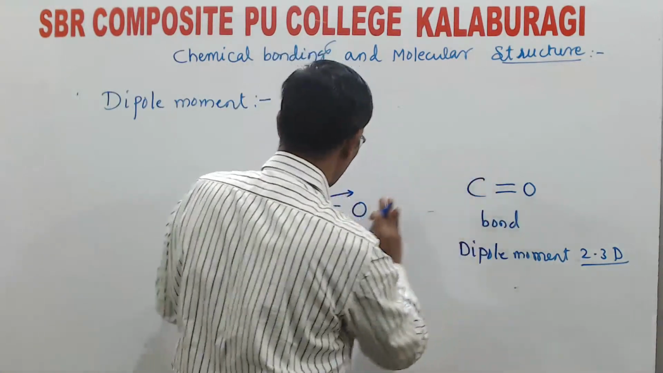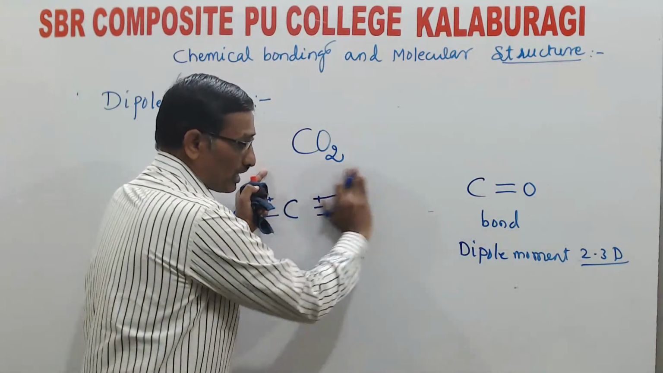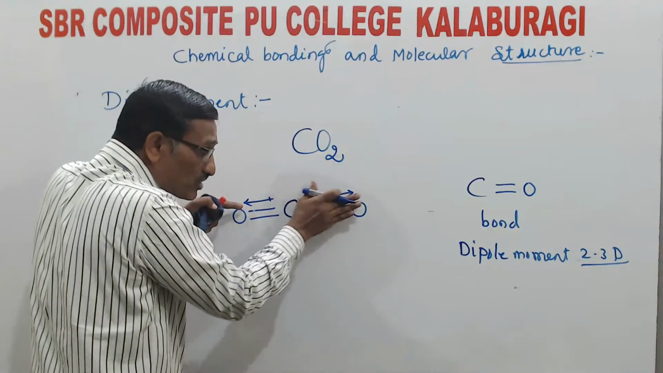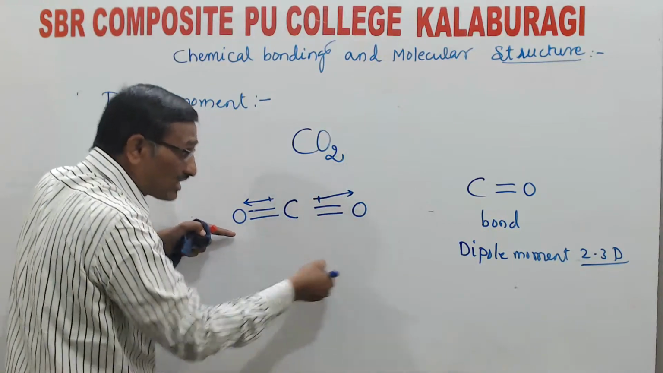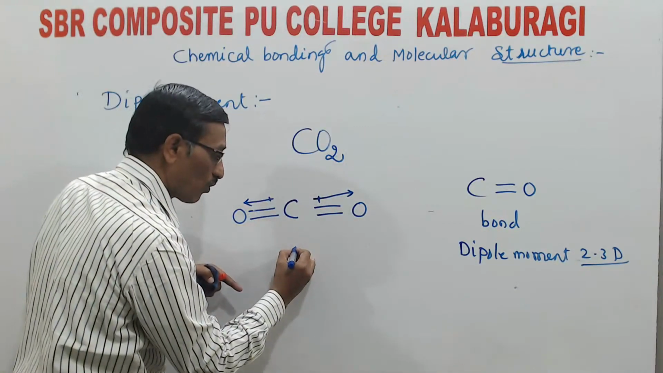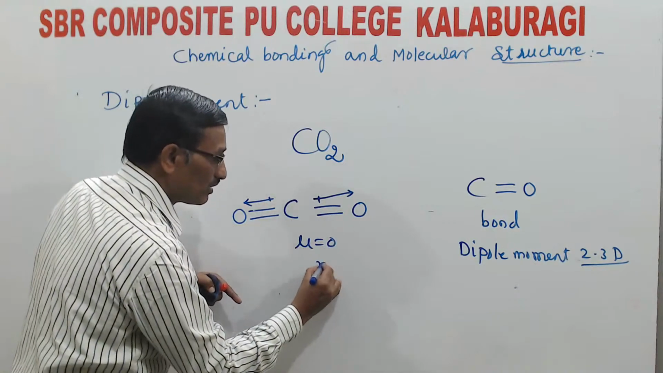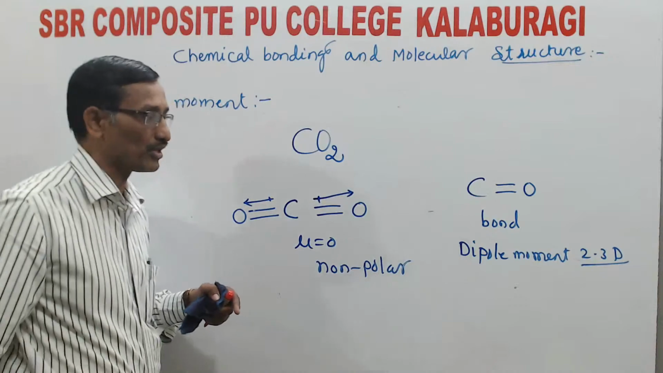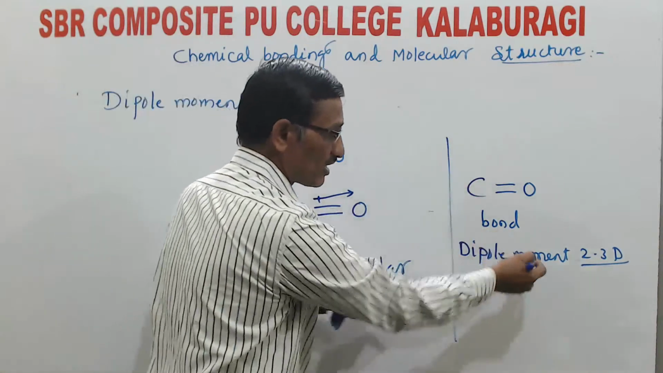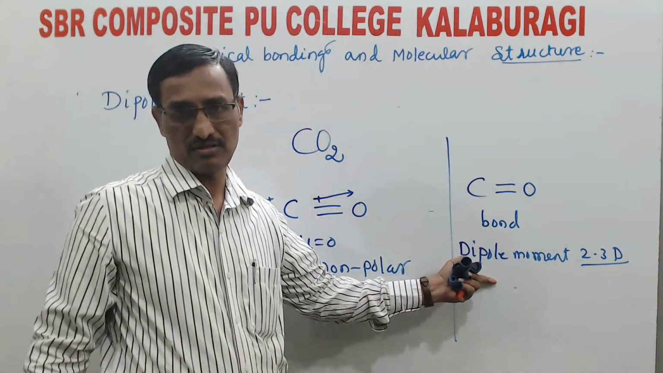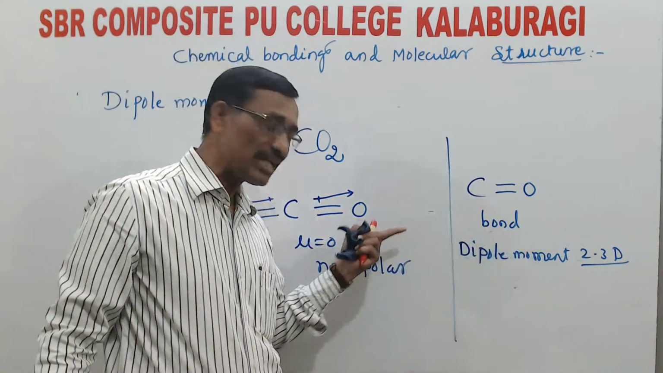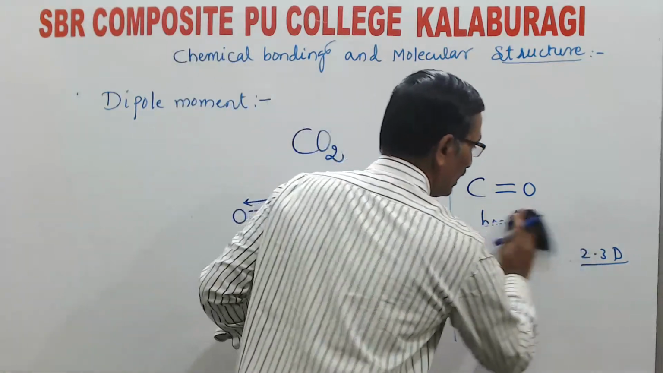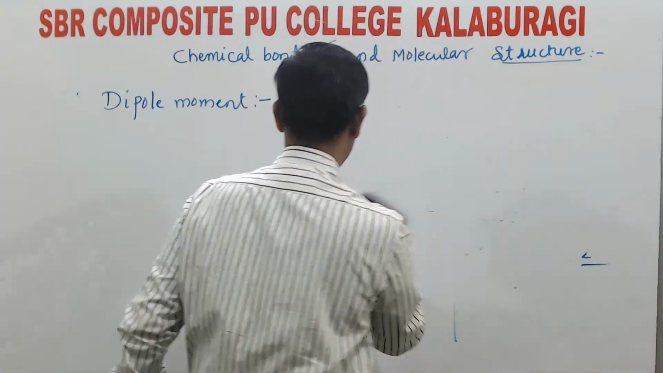So it is okay, we can consider it a polar bond only. But both of these are acting in opposite directions, so the net resultant dipole moment acting on this atom is 0. Hence it is non-polar in nature. You have to remember that. Individually, each bond has a dipole moment, correct? But both are acting in the opposite direction. Therefore, it is non-polar.